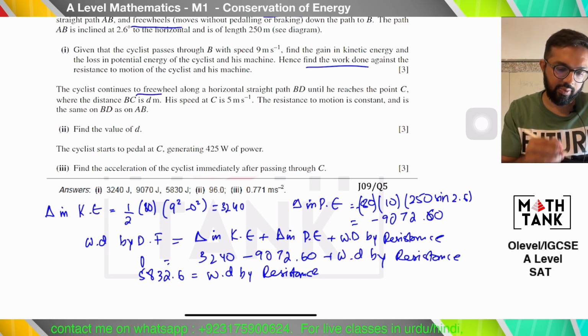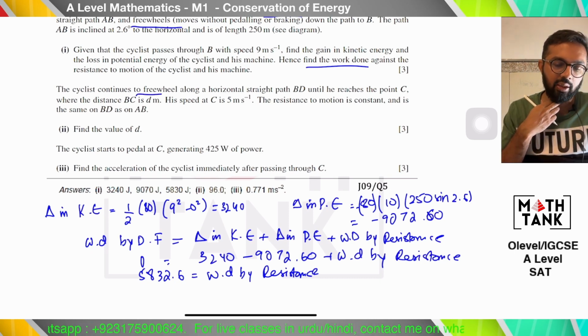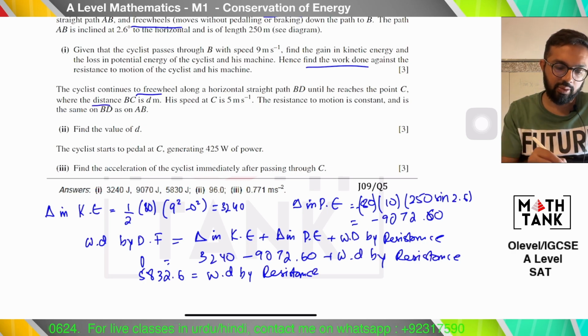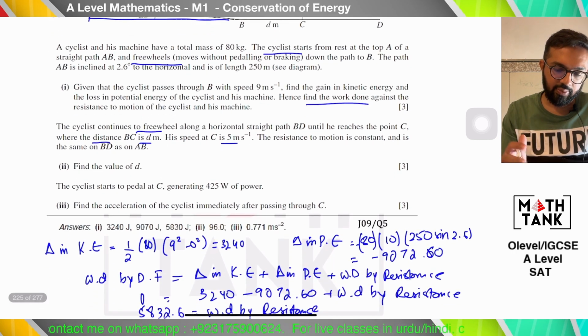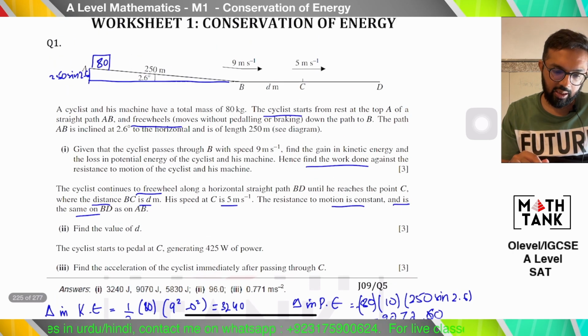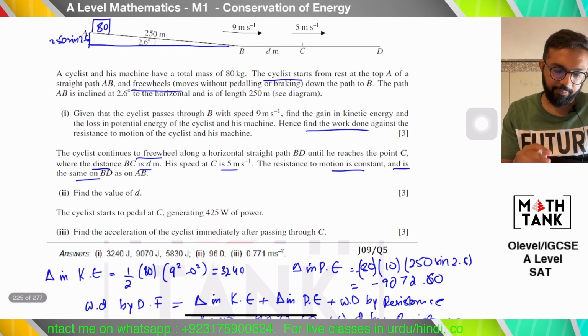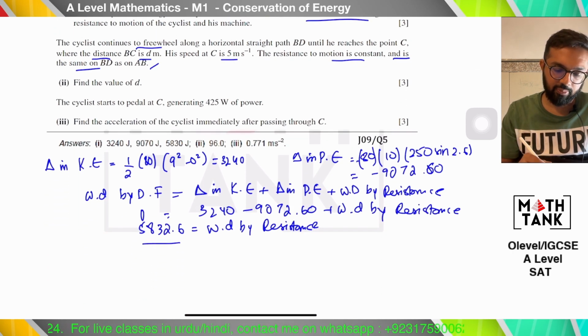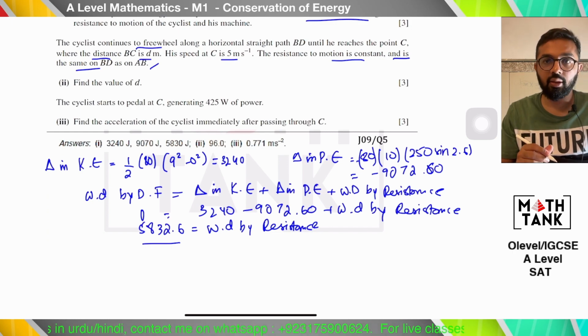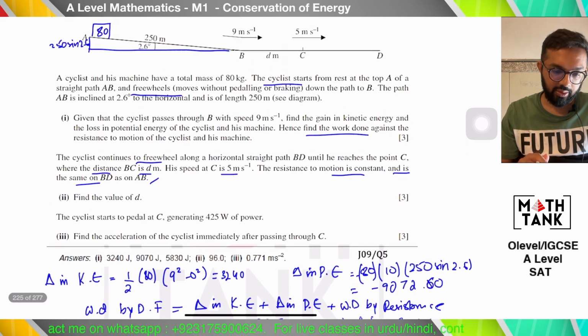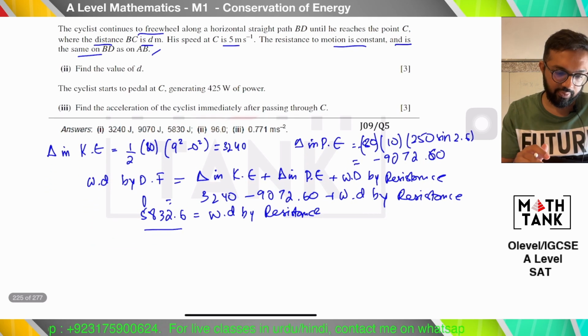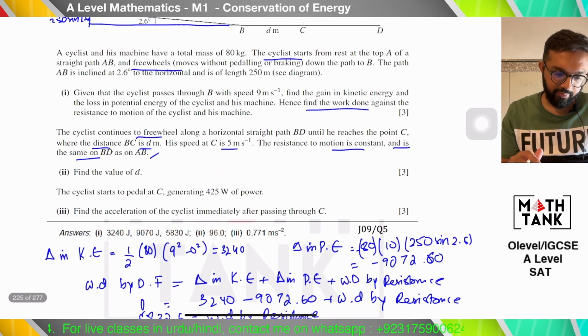It says the cyclist continues to freewheel along a horizontal path until he reaches the point C where the distance BC is d meters, his speed is 5. The resistance to motion is constant and is the same on BC as on AB. So there was a constant resistance to the motion. So this work done by resistance can now be divided by the distance to find the resistive force.